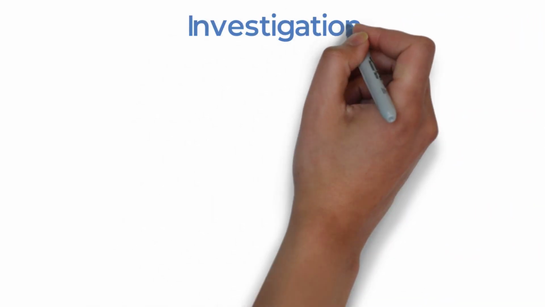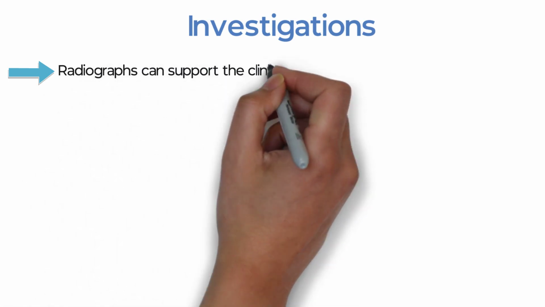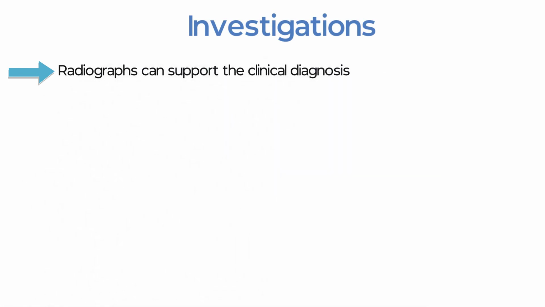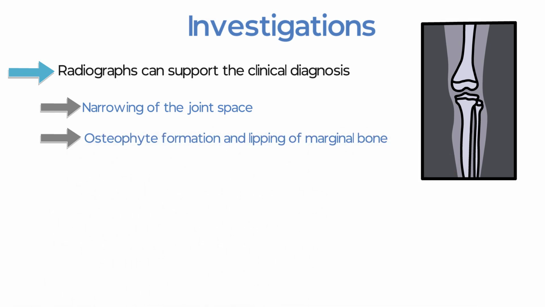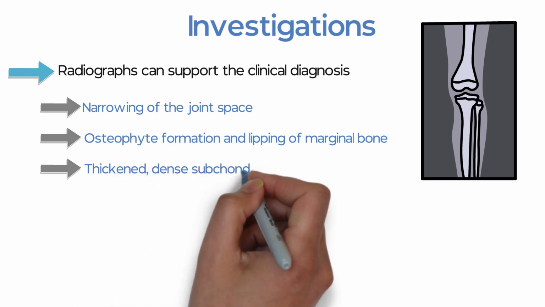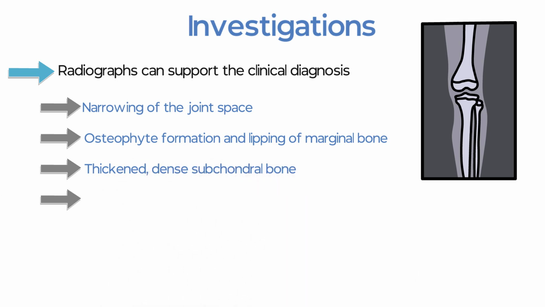As far as investigations are concerned regarding osteoarthritis, radiographs can support the clinical diagnosis of osteoarthritis, but they're not routinely required. So diagnosis is mostly clinical. If radiographs are requested, then they can include the following findings: narrowing of the joint space, osteophyte formation, and lipping of marginal bone, thickened, dense subchondral bone, and sometimes it can also have bone cysts as well.